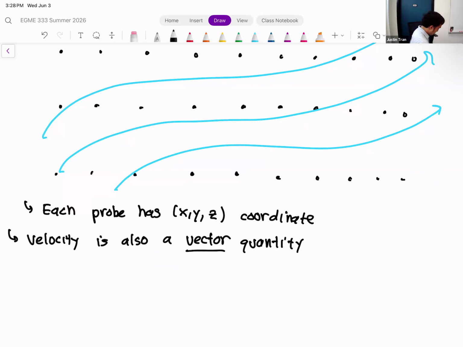Okay. Which makes things even more complicated because vectors are not single value. They have multiple components, okay? So that means at any given point in space, each point in space will have three components of velocity, the x, y, and z components.